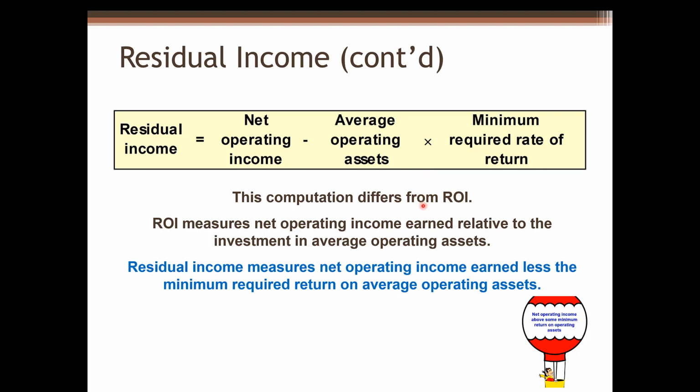This calculation is different from that of ROI. ROI measures net operating income earned relative to the investment in average operating assets. But residual income measures net operating income earned minus the minimum required return on average operating assets.